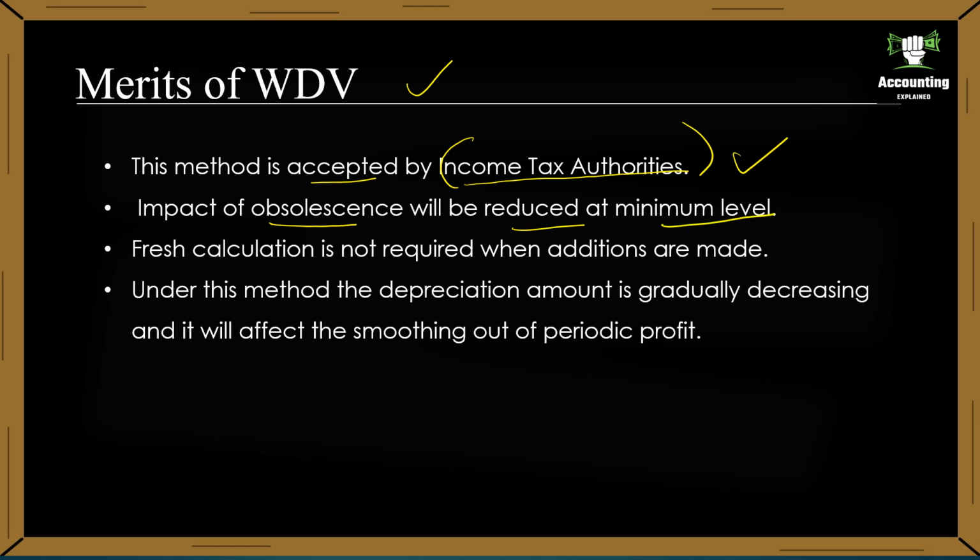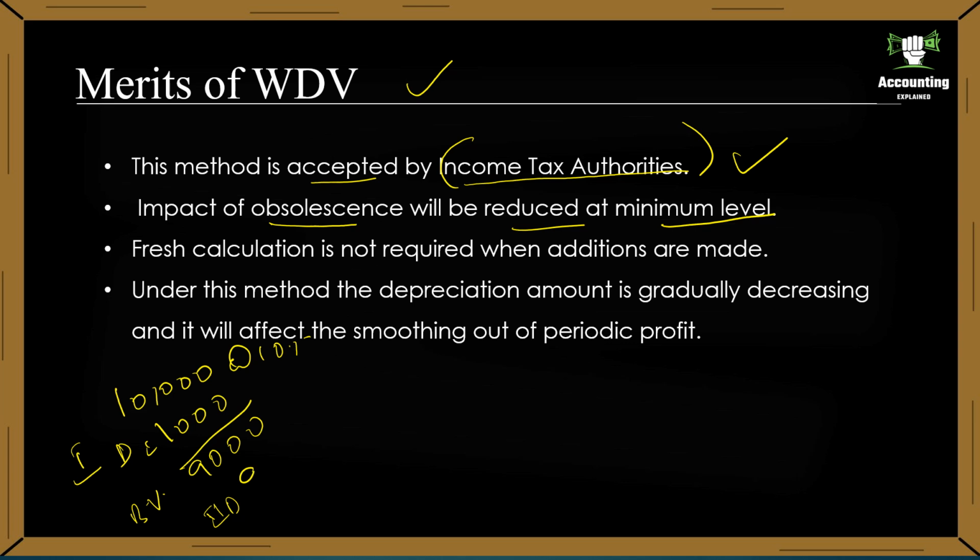What was the cost of the machine when we bought? It was 10,000 rupees. First year, at the rate of 10% depreciation, we charged, the depreciation came to 1,000 rupees. So the book value of the asset came to 9,000 rupees, and the second year depreciation was 900 and the book value of the asset became 8,100. Similarly, it was going on.